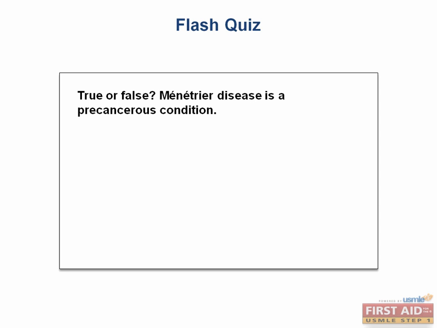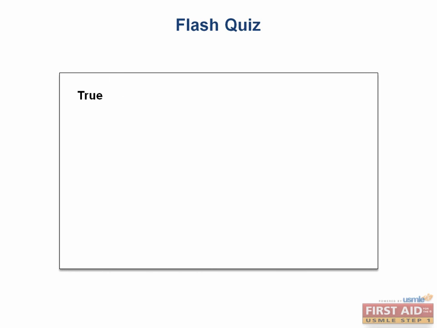Time for a quick flash quiz to review. True or false, Menetrier's disease is a precancerous condition? That's right, it's true. There is gastric hypertrophy which can lead to cancer.